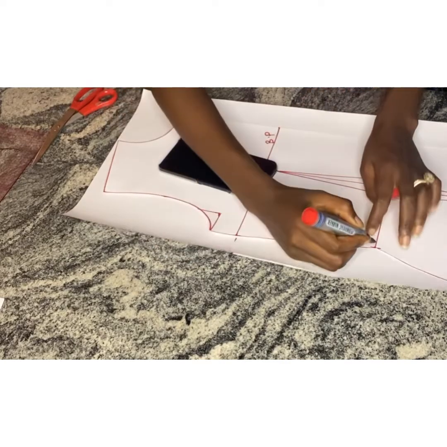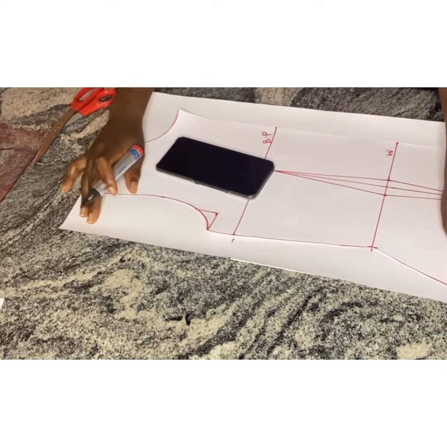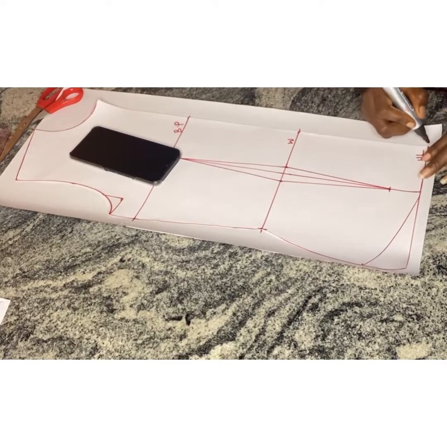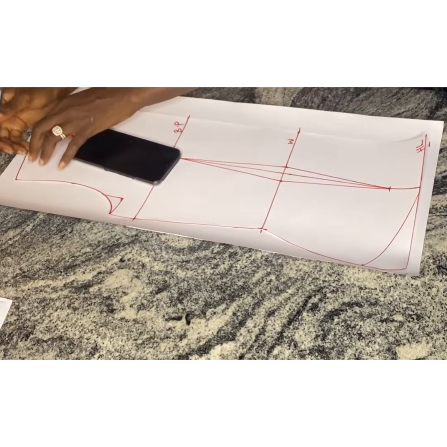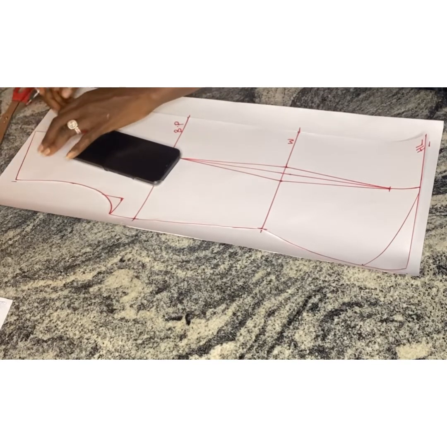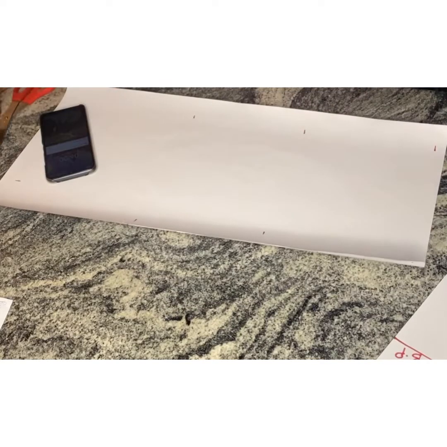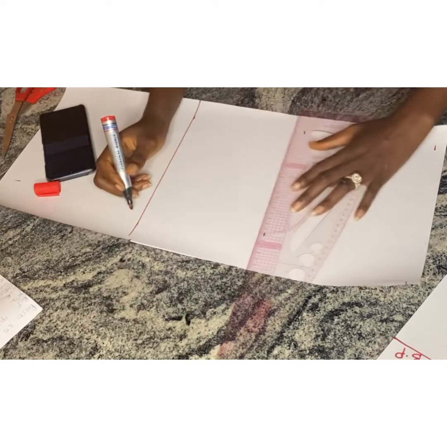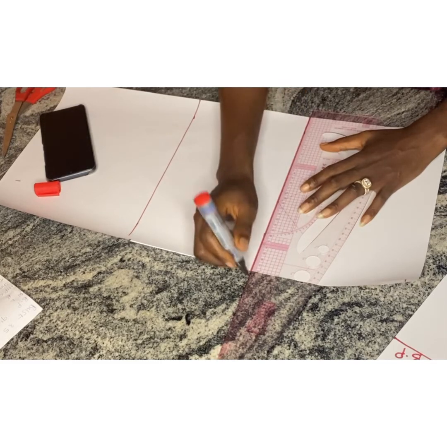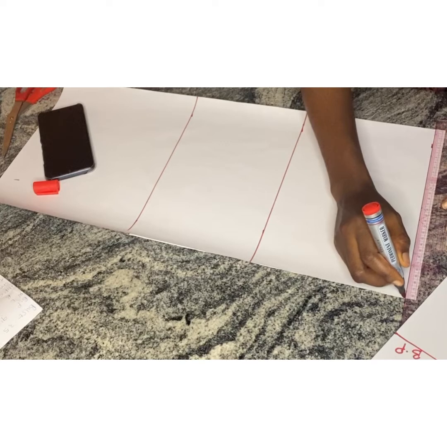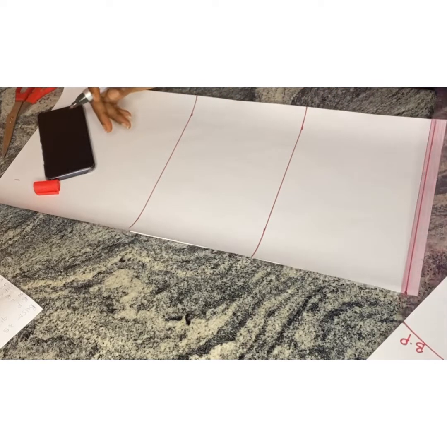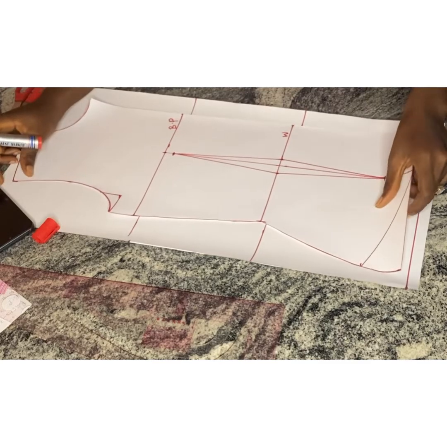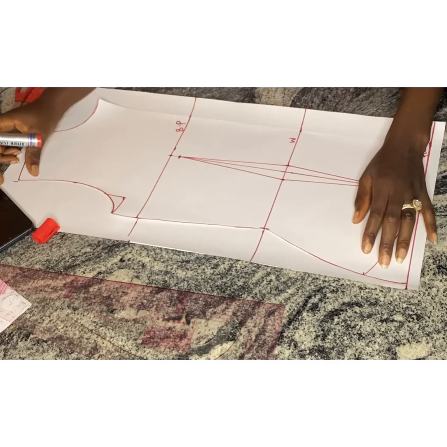Now for the back, I'll just be placing my front block, my front basic bodice, on another pattern paper, and I'll be marking my points out just like you're seeing in the video. So I'll be marking it all out and then connect everything together. So now I have my bust points, my waist and my hip. Then I'll be going ahead to mark my zip allowance.